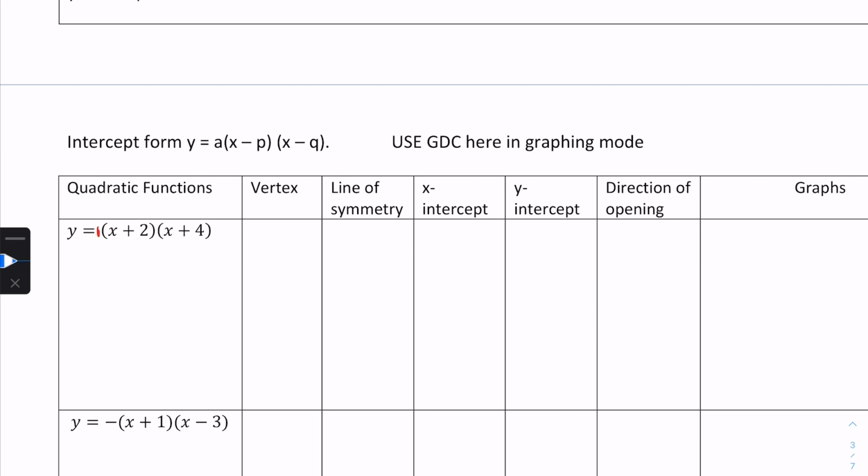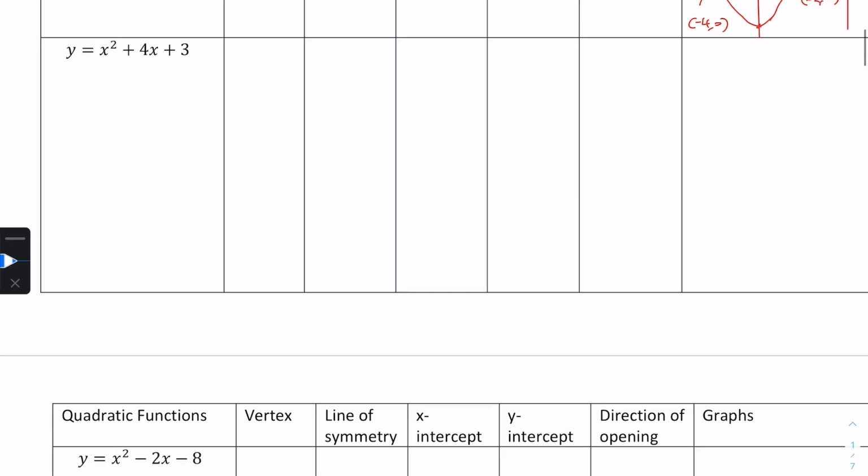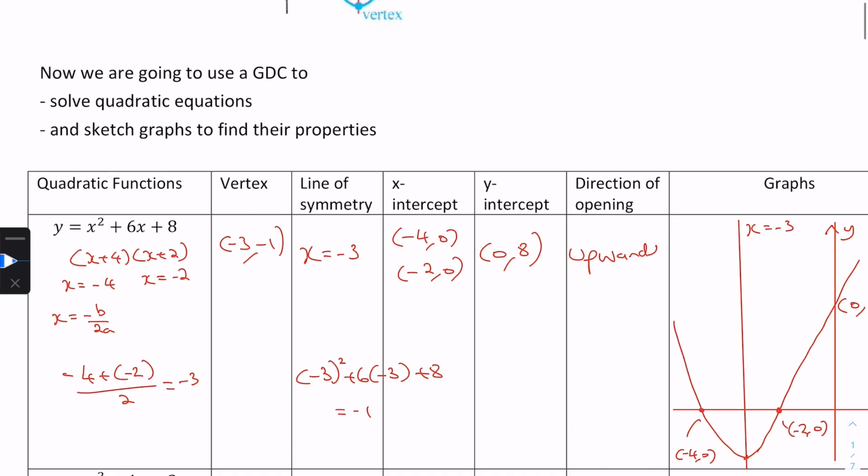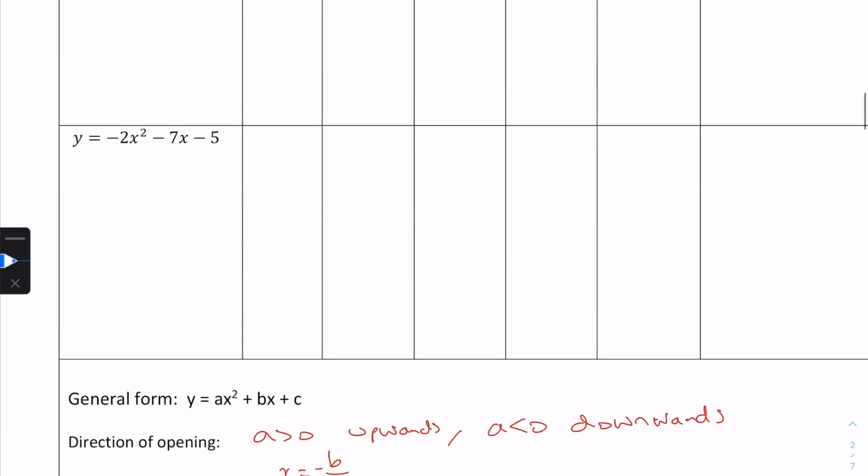What is the value of p? Actually, plus 2. And what is the value of q? Plus 4. As I said, this is actually the factorized form. It's actually the same answer as what I did here. You see how I factorized it? Well, that is currently in this format right now.